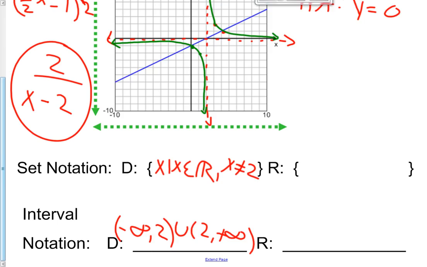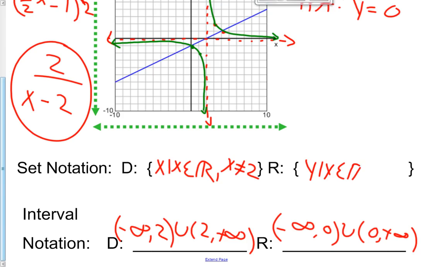And for our range, it goes from negative infinity to 0, union 0 to positive infinity, which means y such that y belongs to all of the real numbers, except y cannot equal 0. So that's how you graph the reciprocal function, which is really just a rational function after you've done the reciprocal of a linear function. Let me know if you have any questions on that when you get to class tomorrow.